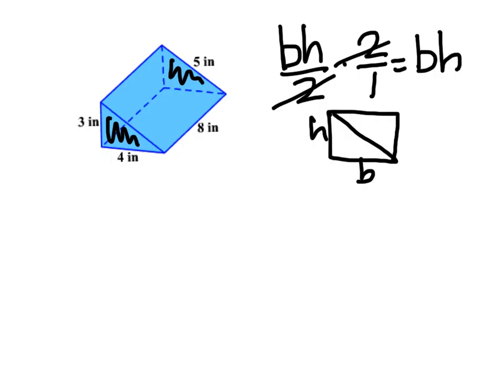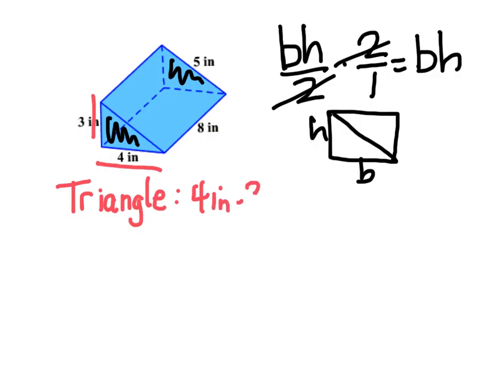I'm going to do the triangle faces first, and to find their area, I'm just going to multiply the base times the height. So that would be 4 inches times 3 inches. And that accounts for area of both faces. All right, and now let's do the sides. There are 3 sides. Okay, here we have 8 by 5. That's one side.